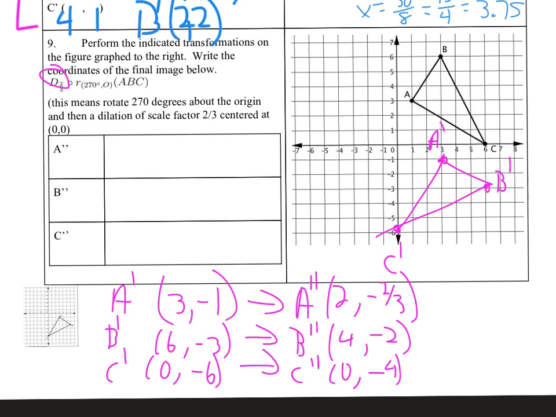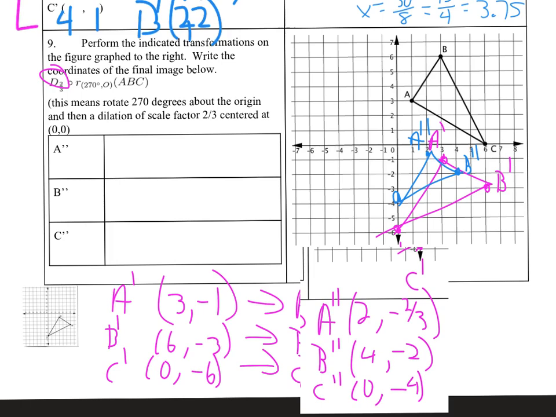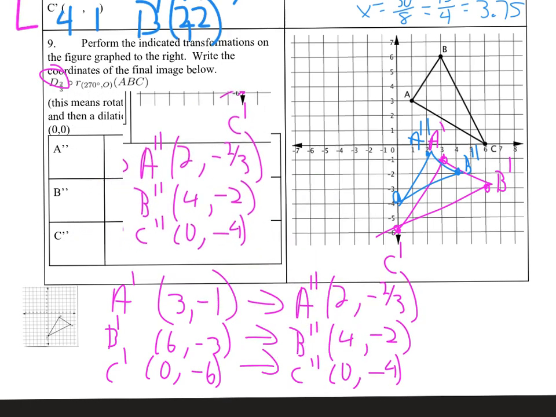And I'm going to plot those in blue. So A is at 2, -2/3, so somewhere in here. A double prime. B is at 4, -2. That's where B went. And then C is at 0, -4. Beautiful. And write those there, and we're done. Here, I'll be lazy. Snip and slide. There we go. I wrote them there.